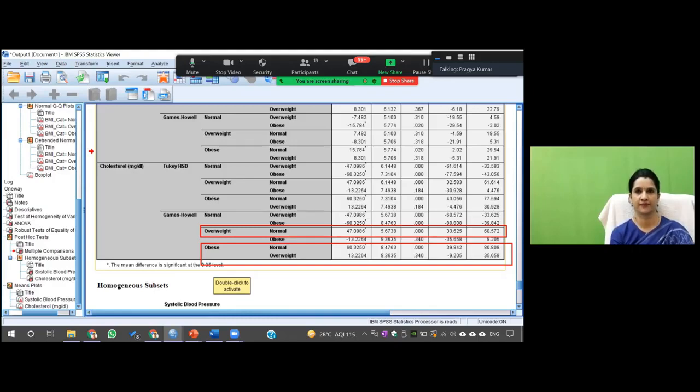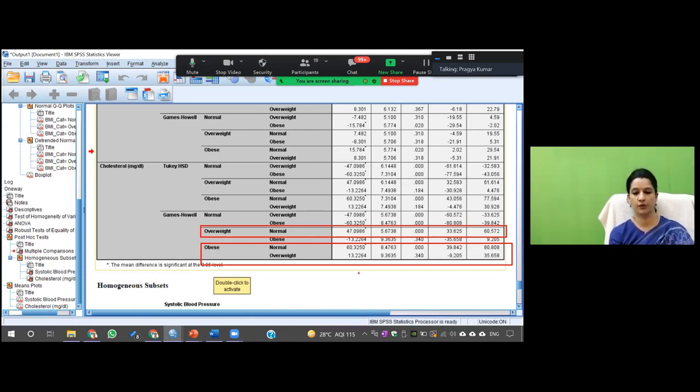Okay, no problem, that means everything is okay. So you can see that you can take both the two values of the lower row and the first one from the middle row, because it gives you the positive one. So you can see that there is no difference between the overweight and obese, but there was a difference between the normal and overweight and normal and obese, in the value of cholesterol in the post hoc analysis.